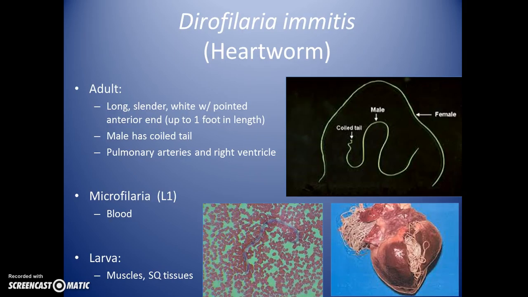The adults of heartworm are long, slender, and white with pointed anterior ends. They can be up to a foot in length, particularly the females. The male has a coiled tail, as you can see here in this picture. The pulmonary arteries and the right ventricle of the heart are where the adults usually reside. Microfilaria is the first larval stage of heartworm, and you can find microfilaria in the blood. The subsequent larvae that infect the body are found in the muscles and the subcutaneous tissues.